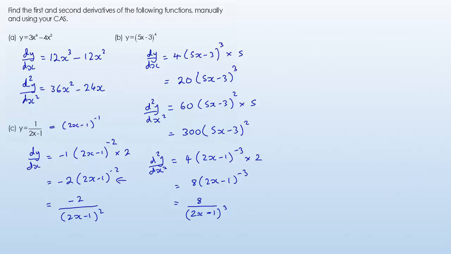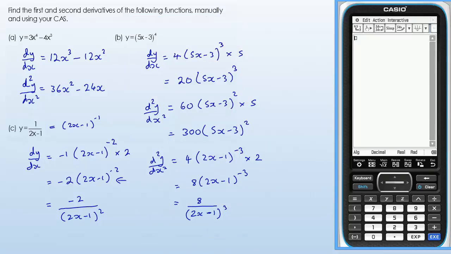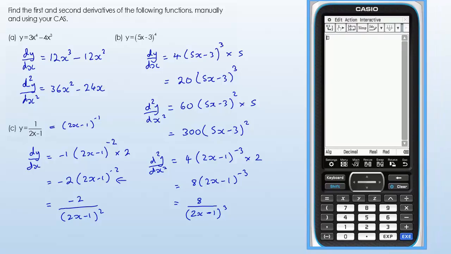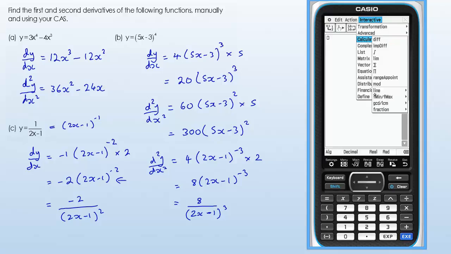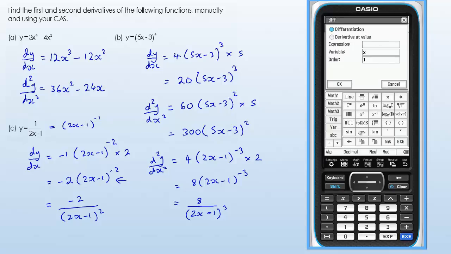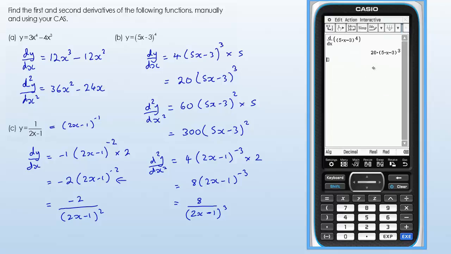Now let's have a look at the CAS, and there's various ways that we can do this. One of the ways is to go interactive, calculation, differential, and let's just do this one. So we've got 5x minus 3, and that's to the power 4. Our variable is x, first differential, and differentiate, and we've got 20(5x minus 3) cubed.